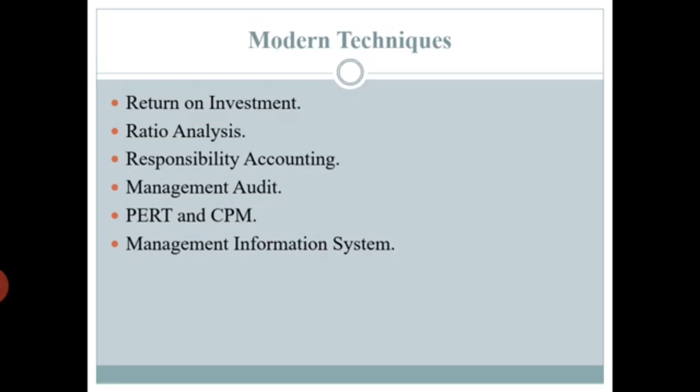See, the audit which is performed by the management, it is included in management audit. Okay, now why is it conducted? What is the purpose of such type of management audit? Okay, let's see.